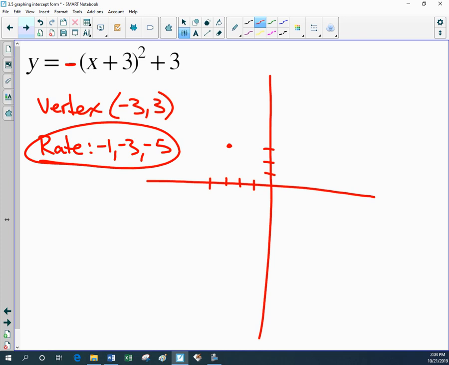So I'm going to go down 1 over 1. Then I would go down 1, 2, 3 over 1. Then I would go down 5, 3, 4, 5 over 1. Okay, and there's our graph. Okay, so standard form and vertex form, that's what we covered last week.